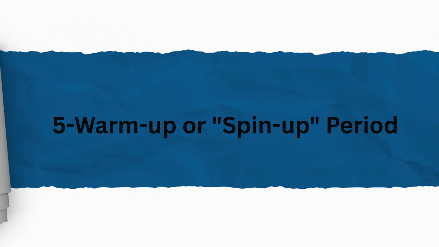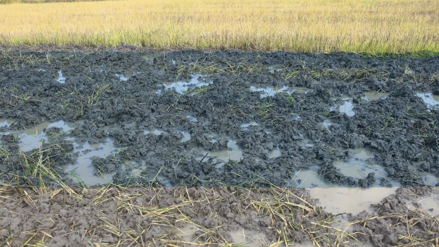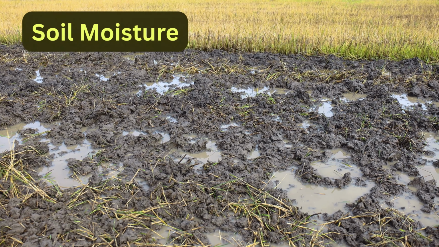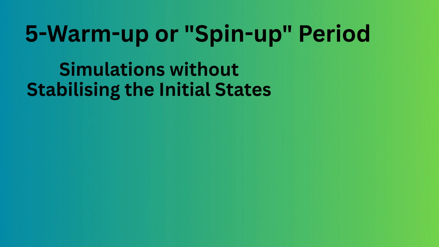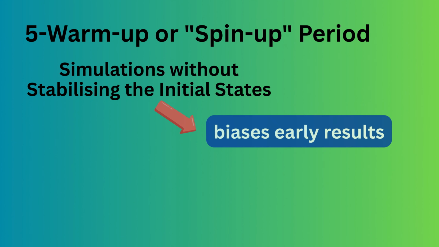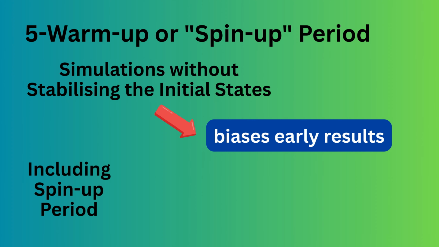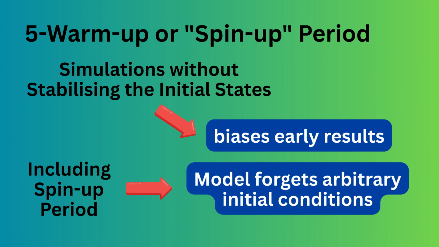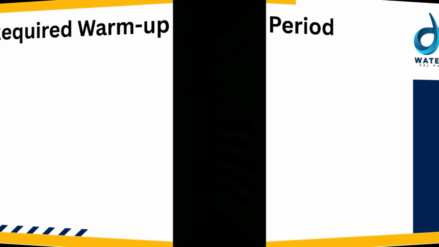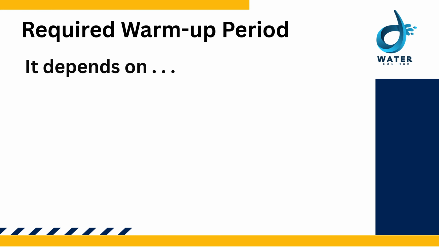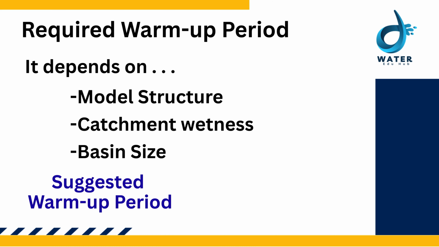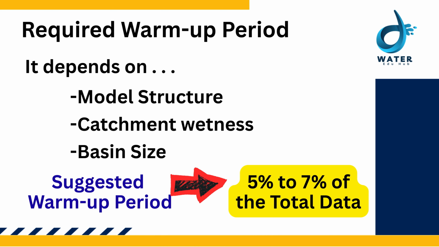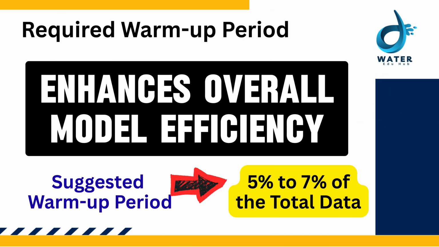Fifth is the warm-up or spin-up period. Hydrological models have memory stored in their soil moisture and groundwater storage components. Starting simulation without stabilizing these initial states biases early results. Including a spin-up period allows the model to forget arbitrary initial conditions. The actual warm-up time required depends on the model structure, catchment wetness, and basin size. Research suggests that setting the warm-up to 5 to 7% of the total statistical period often enhances overall model efficiency.